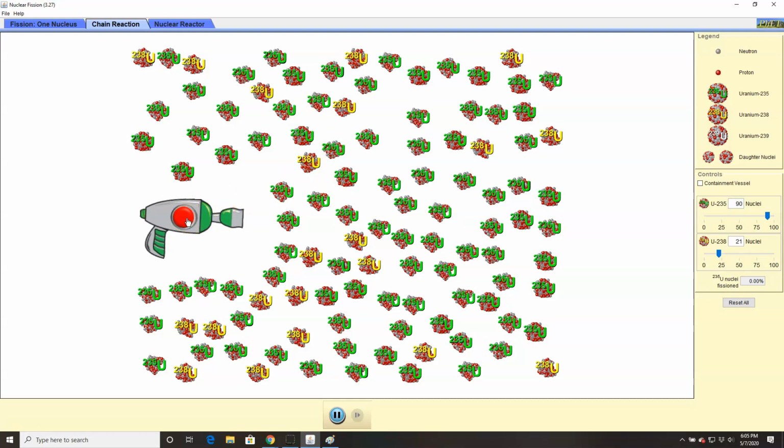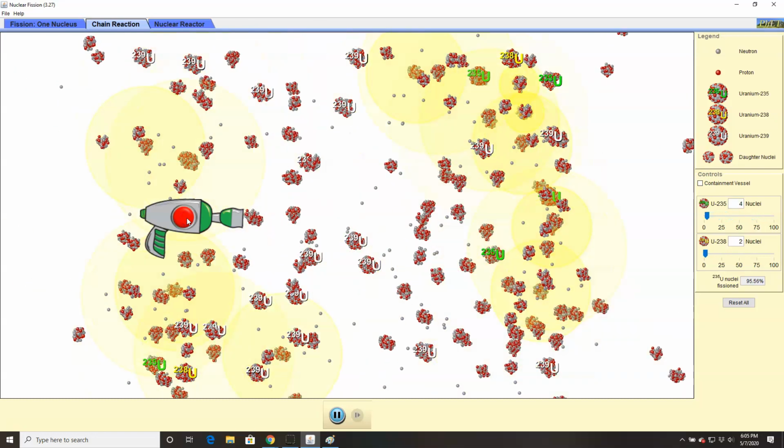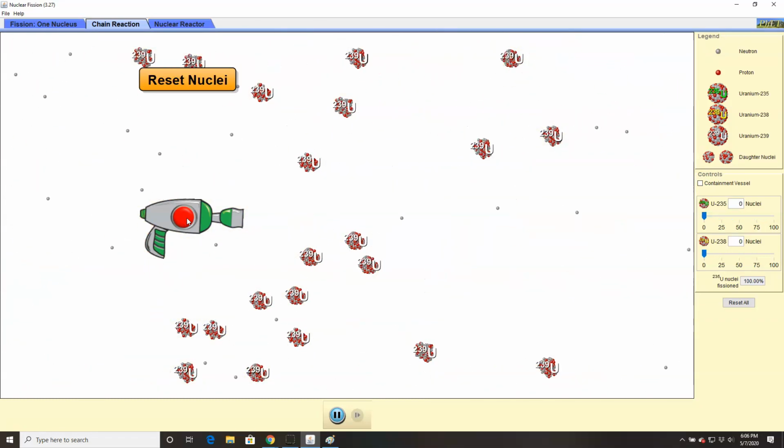And then I have a triggering mechanism, and boom, when one goes, it causes a chain reaction and blows everything else away. So you'll notice that the uranium-238 has turned into uranium-239. Uranium-239 is relatively stable, especially compared to uranium-235.